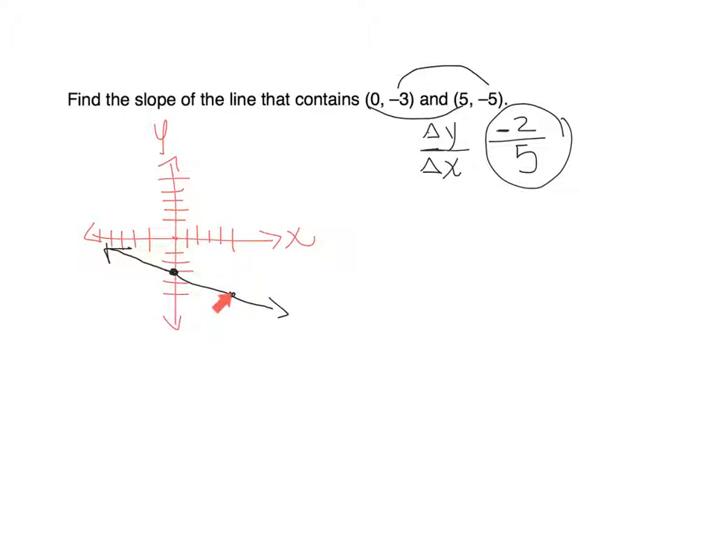If I chose to start here, it still works. To get to my other point, for my change in y, I'm going up 2, so +2, and then I'm going left 5, so -5. When we go left on the number line, it's negative on the x-axis, which is like a number line to me. So -1, -2, -3, -4, -5 spaces to the left.